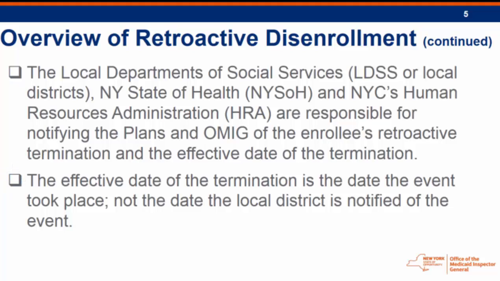For example, a Medicaid recipient may be incarcerated on March 27, 2015, with local district notification of the incarceration on June 3, 2015. The effective date of termination is March 27th, not June 3rd. Since the plan was at risk from March 1st through March 26th, the plan is allowed to keep the March capitation payment. Capitation payments to the plan may be recovered from April 1st, 2015 through the last full month of incarceration.